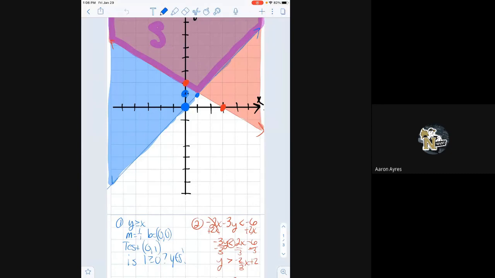My slope is negative 2/3. Start at 0, 2, down 2, right 3. It's a dashed line. I did a test and found out that 0, 0 is not a solution, so I shaded above there, and the solution zone again is where they intersect. Are we good with that? Everybody okay? Any questions for me?